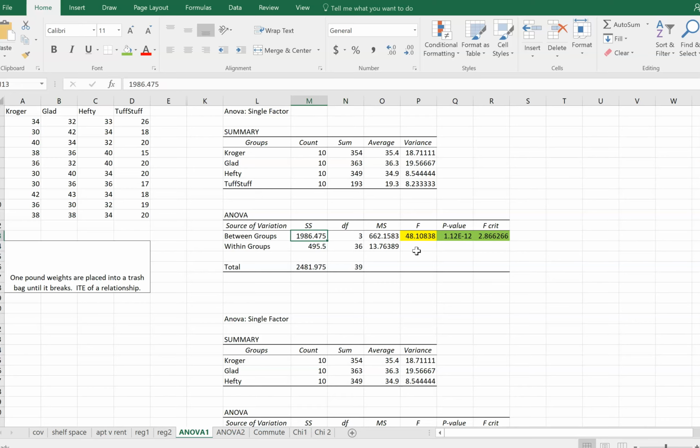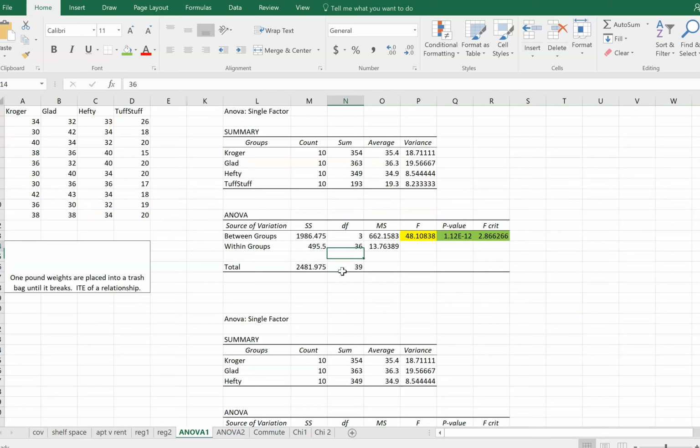All right? So where do these numbers come from? Well, the degrees of freedom is easy to explain. The degrees of freedom for between groups: if there are 4 groups, n minus 1 would be 3. The total degrees of freedom makes sense because I have 40 numbers, and again, n minus 1 would be 39.